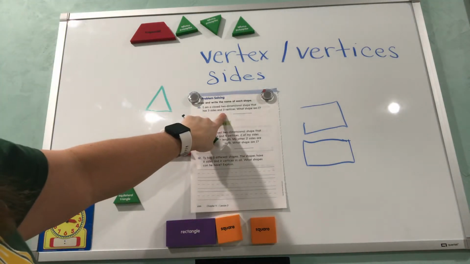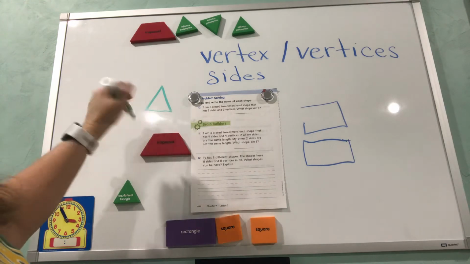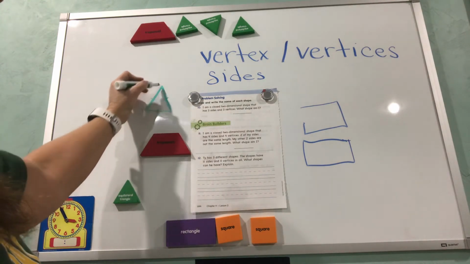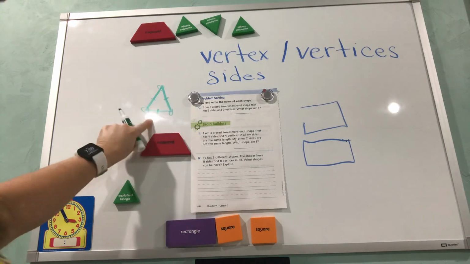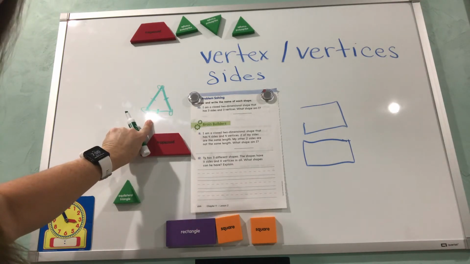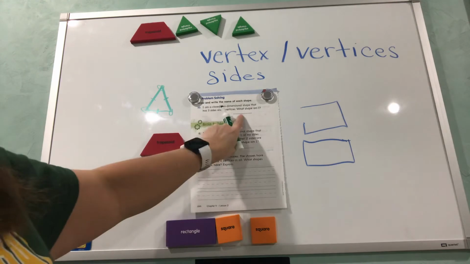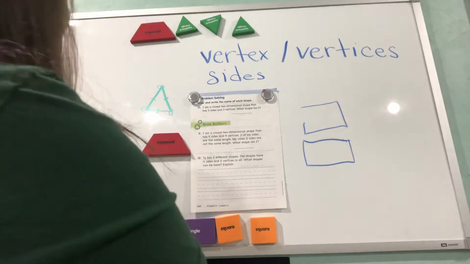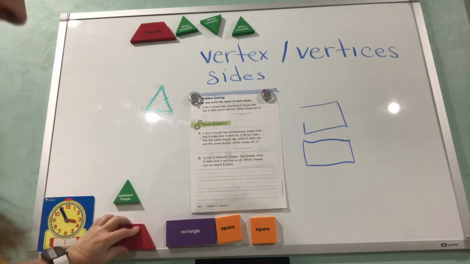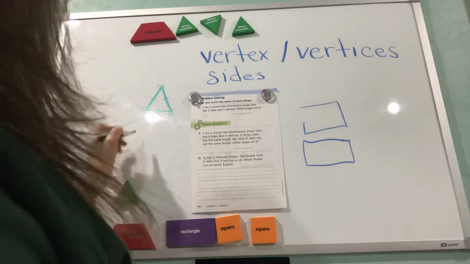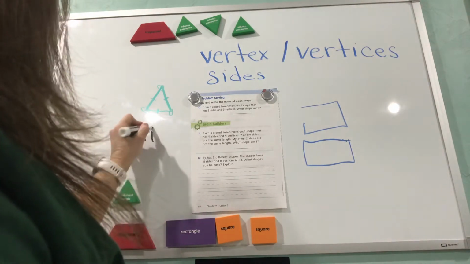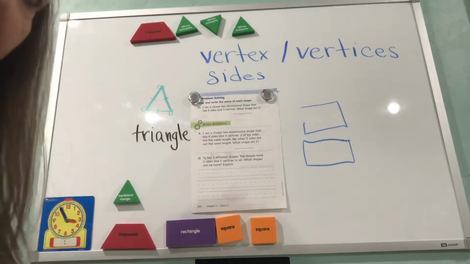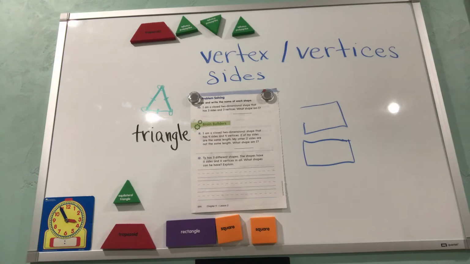And I have 3 vertices. What shape am I? Here's 1 side, 2, 3 sides. Here are my 3 vertices. What shape do we have right here? Right, that is a triangle. So on this line right here, you're just going to write triangle. Let me write it on the board for you. Triangle. That one is the triangle.